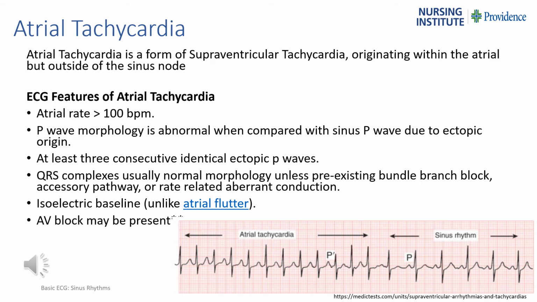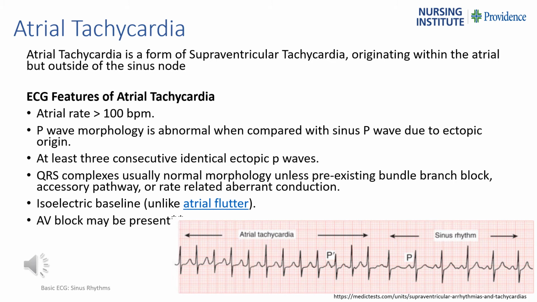Atrial tachycardia is a form of supraventricular tachycardia originating within the atria but outside of the sinus node. Some of the ECG features that you'll see are an atrial rate of more than 100 beats per minute. The P wave morphology is abnormal when compared to a sinus P wave due to its ectopic origin, and there's usually an abnormal P wave axis. For example, you'll see an inverted P wave in the inferior leads of lead 2, 3, and aVF. You should see at least 3 consecutive identical ectopic P waves.